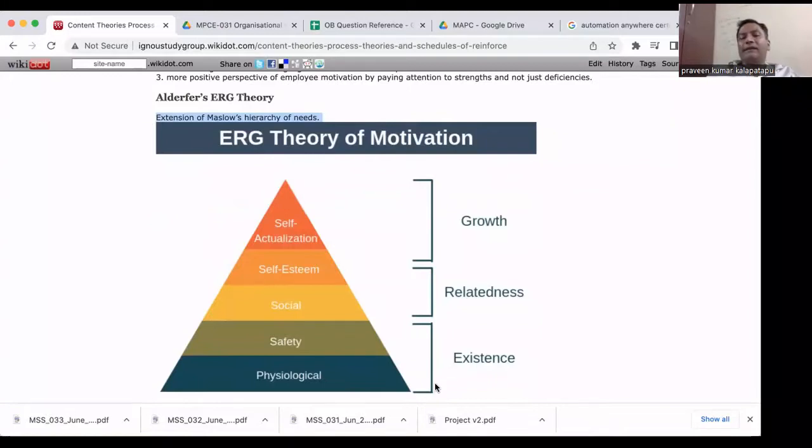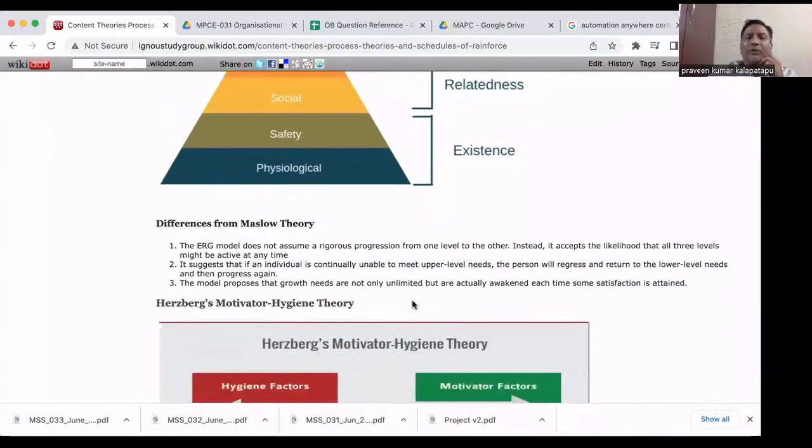Basically what it says is that physiological and safety are the main existential factors. Everybody needs these things to exist. Then relatedness comes into the picture, where you are talking about the social and self-esteem related part to some extent, and then growth really comes into the picture. So instead of having multiple levels, he is talking about three different things, which is called the ERG model, right? Existence, relatedness, and growth. The name itself has the hint for these three factors.